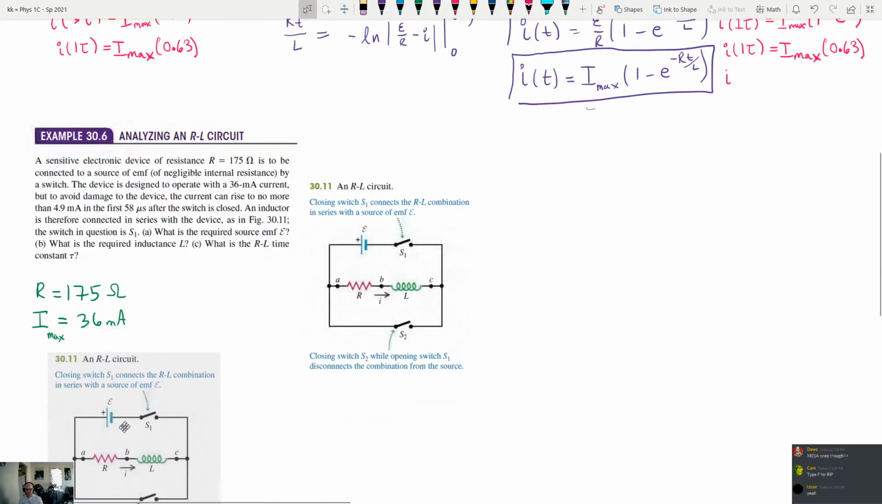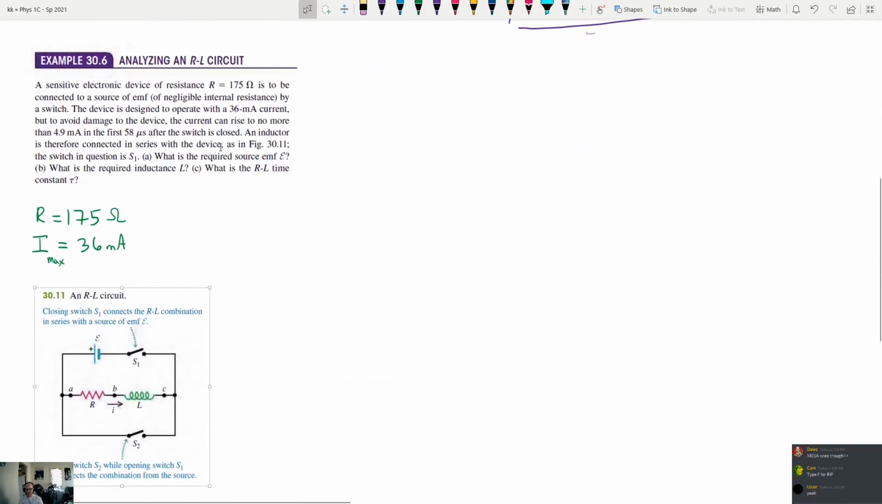So same picture with the switch S1 closed, I think that's what it says. Yeah, the switch is S1, this one. Okay, so what is the required source EMF E? What's the required inductance? And what is the RL time constant tau? Those are the three things that we want to calculate.